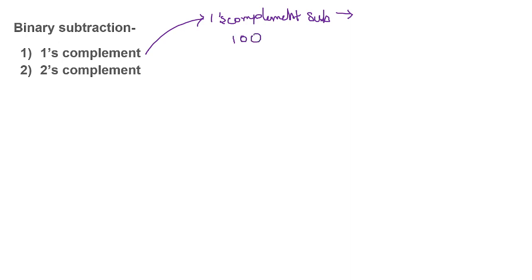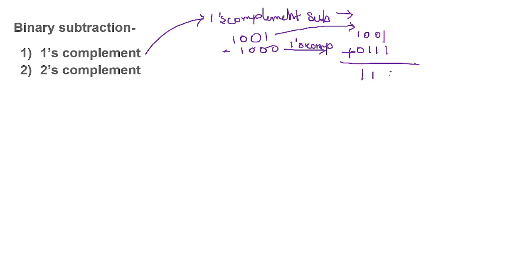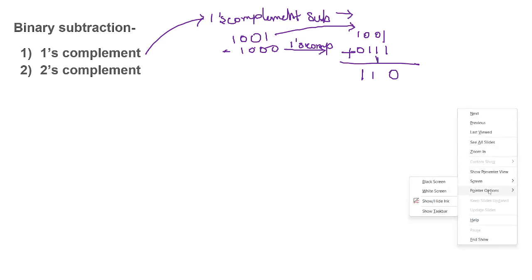1 0 0 1 minus 1 1 1. So for this alone, I have to take 1's complement because this is a negative number. So I will be getting 0 1 1 1, and this number will come as it is, 1 0 0 1. Now I have to perform the addition. So 1 plus 1 will be 0, I'll get 1 carry. Again 1 plus 1.